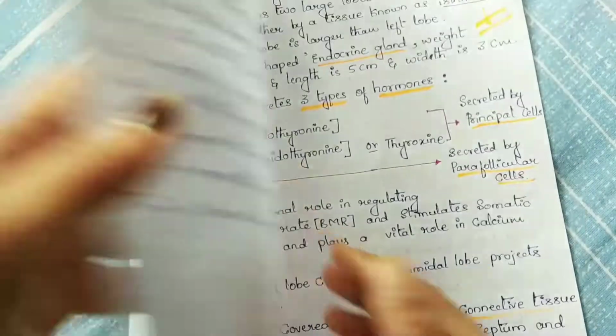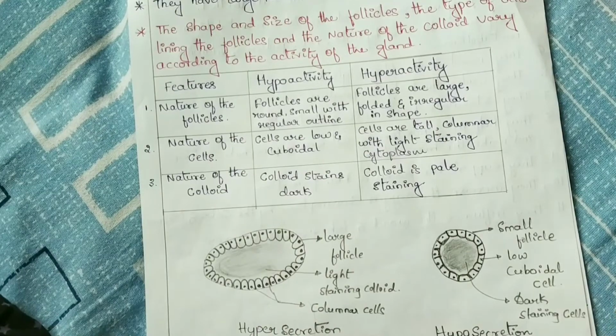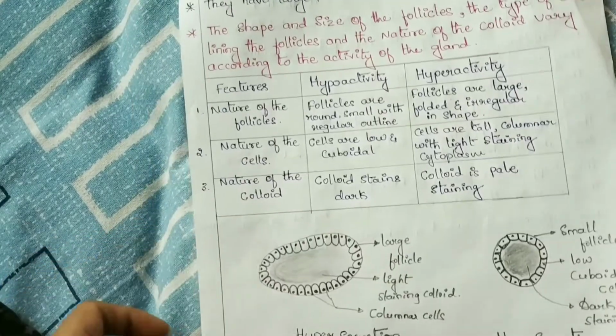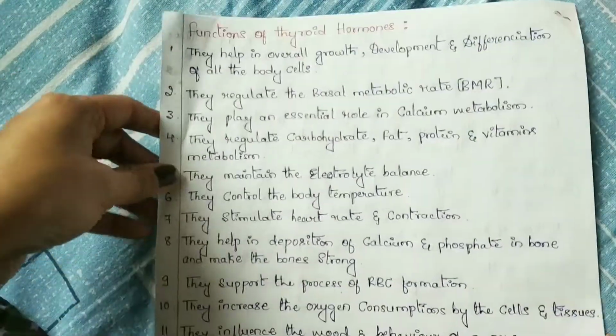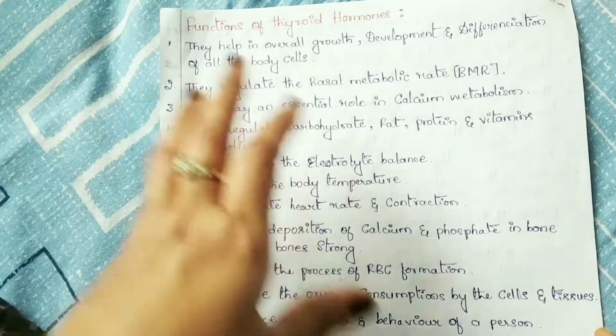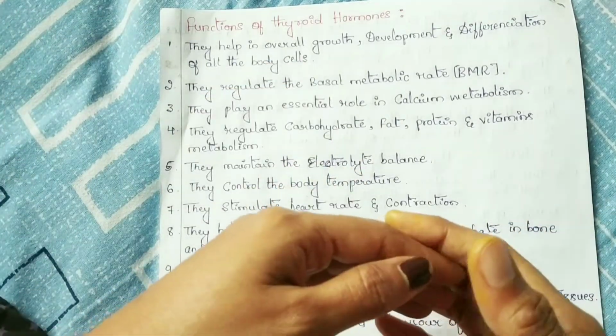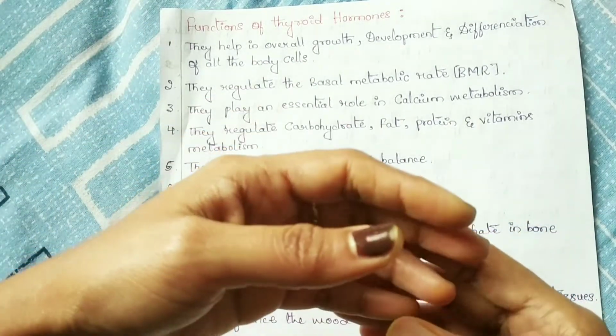And this is all about the histology part of the thyroid gland. I hope you got enough information on the histology of the thyroid gland. Now we will move on to the functions of the thyroid gland. Here I have listed some of the functions. The first one is the thyroid hormones. Which are the thyroid hormones?